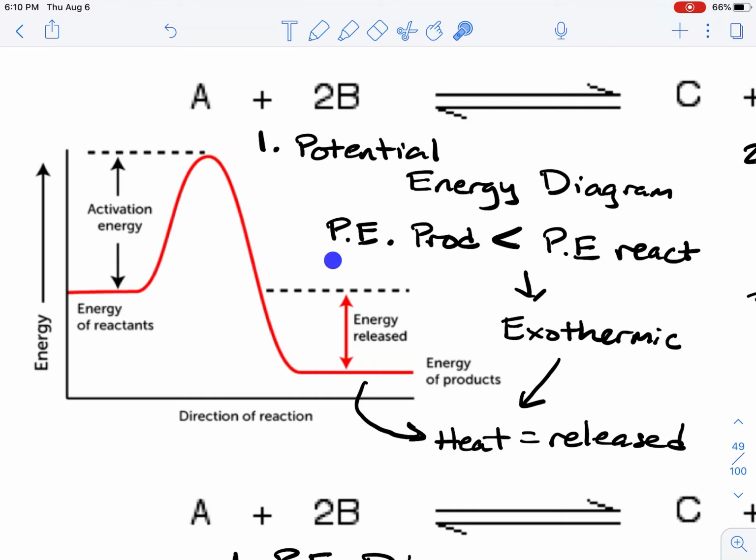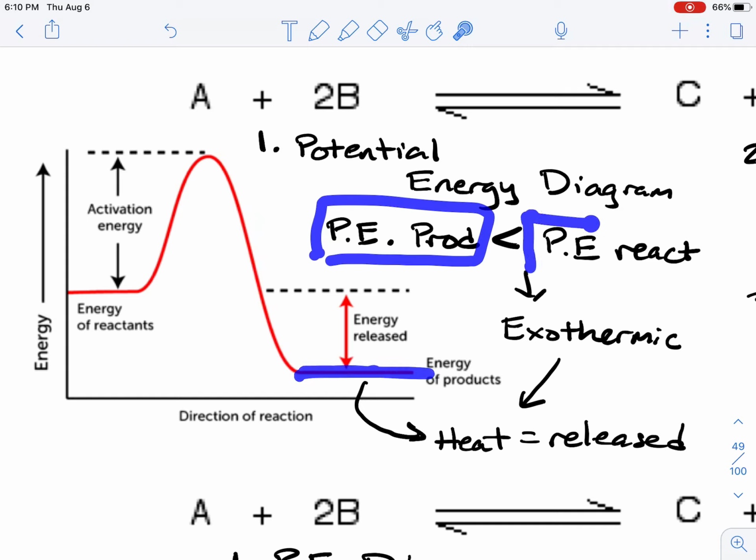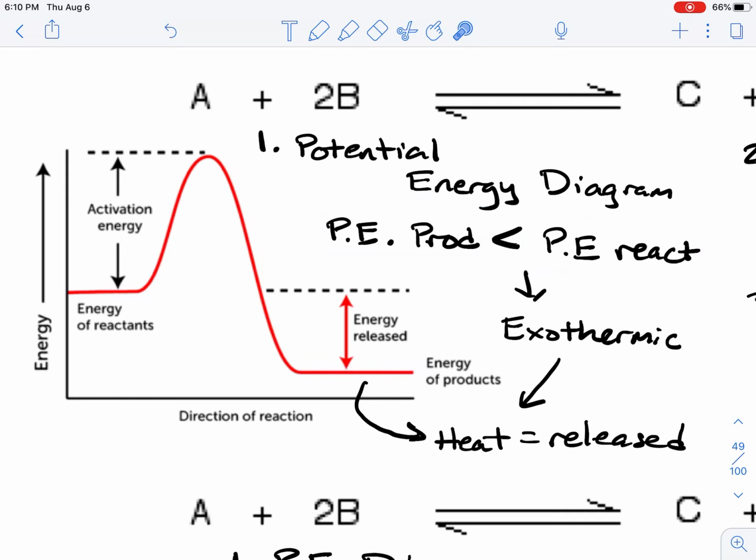And so in this scenario, if the potential energy of the products is much less than the potential energy of the reactants, then overall, the process is exothermic, meaning that heat is going to be released from the system to the surrounding.